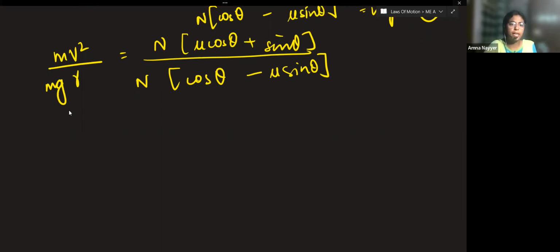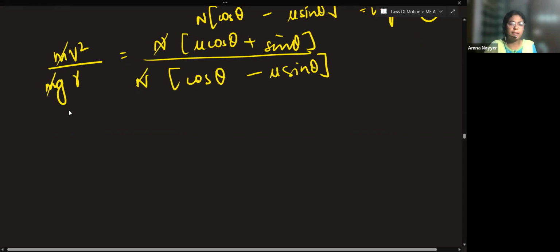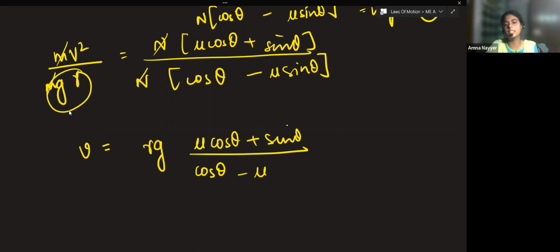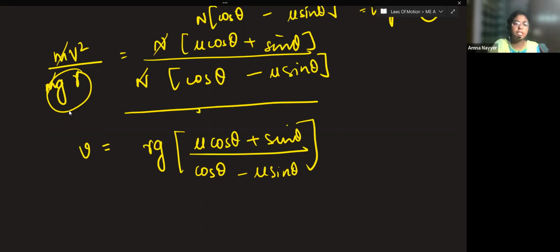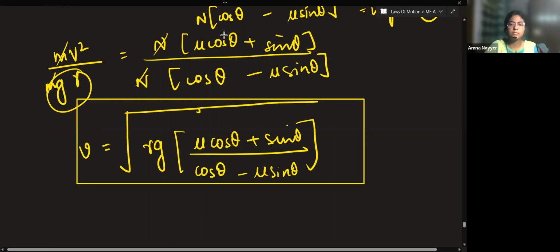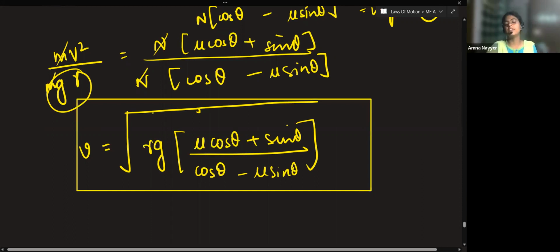So m gets cancelled, n gets cancelled. The formula of velocity becomes v squared equals Rg, that is R into g, times mu cos theta plus sin theta divided by cos theta minus mu sin theta. This entire term, since it was v squared, comes under root. So this is the final formula of velocity.